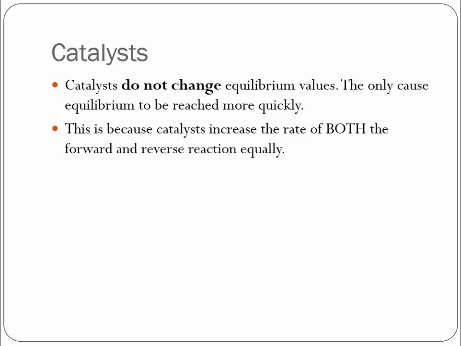With a catalyst, you're always going to end up with the same amount of stuff that you would have gotten without the catalyst. You're just going to get to equilibrium faster. But overall, the equilibrium values are not going to change with a catalyst in any way, shape, or form. And the reason is because catalysts increase the rate of both forward and reverse reactions equally. Since they speed up the reactions equally, they're not going to change one or the other. They're not going to cause any change in the proportion because both the forward and reverse reactions are increased equally.